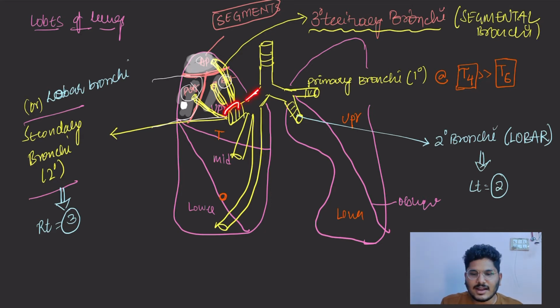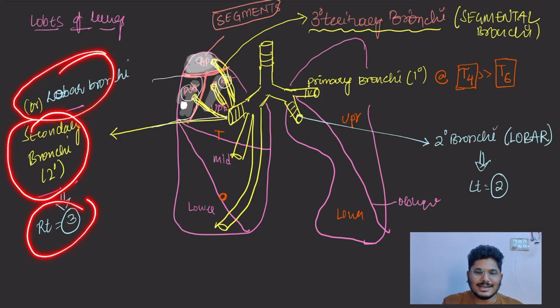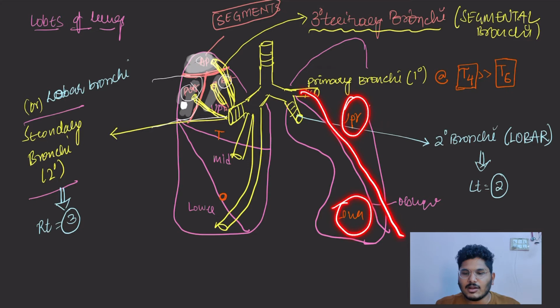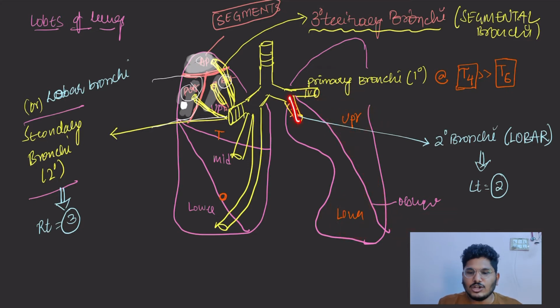Each primary bronchus is divided into secondary bronchi, the second generation bronchi, which supply the lobes of the lung. For the upper lobe, one secondary bronchus; for the middle lobe, one secondary bronchus; for the lower lobe, one secondary bronchus. These are otherwise called lobar bronchi. For the right lung, there are three lobes, therefore three lobar bronchi. For the left lung, there are only two lobes, upper and lower, divided by an oblique fissure. Therefore, they have only two secondary bronchi, the lobar bronchi for the left lung.